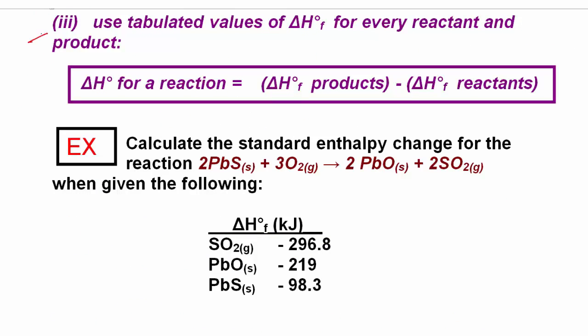Here's our third way to get the enthalpy for a reaction. We're going to use tabulated values of this symbol. This is called standard enthalpy of formation.